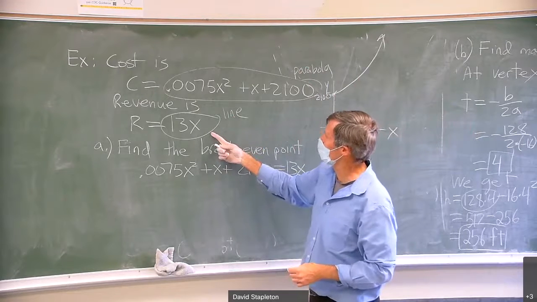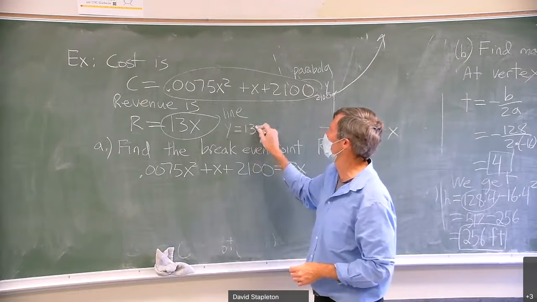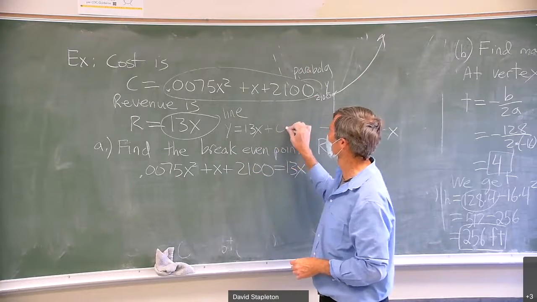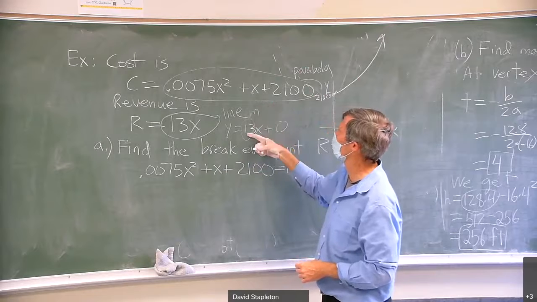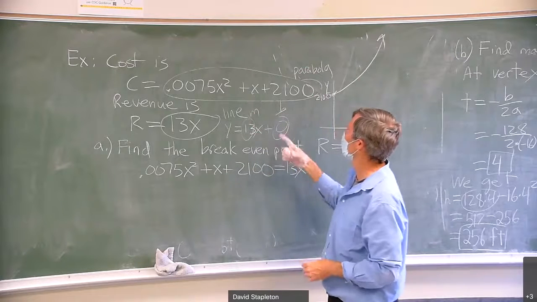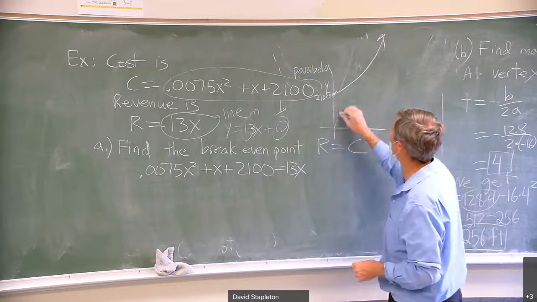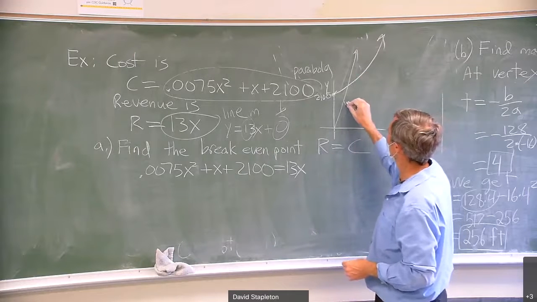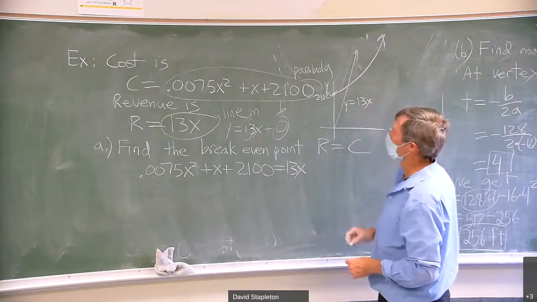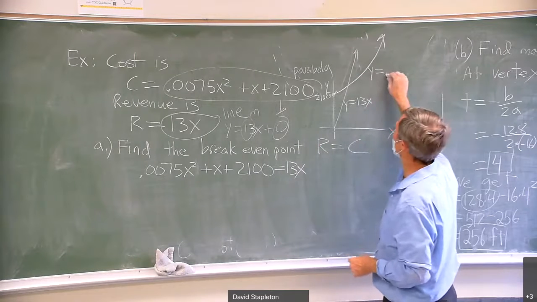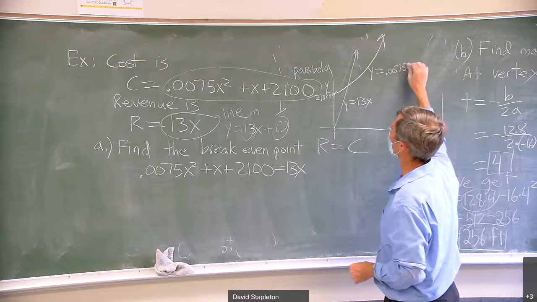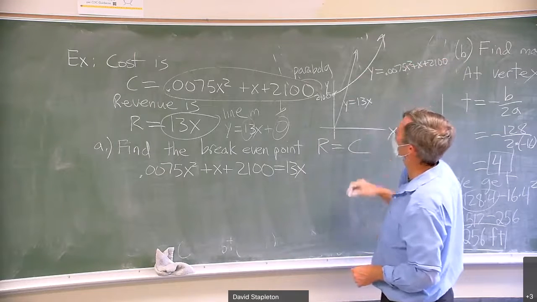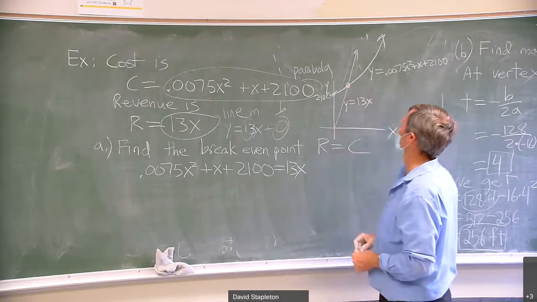This is a line through the origin, right? If you put y equals 13x, how do you sketch that? Remember lines? Think of it as y equals 13x plus 0. It's y equals mx plus b with slope m equals 13 and y-intercept b equals 0. So with slope 13 it goes up like this and intersects the parabola. This is y equals 13x, the revenue. This is y equals 0.0075x squared plus x plus 2,100, the cost parabola, and this is the break-even point where revenue equals cost.